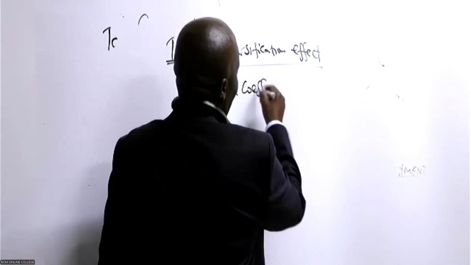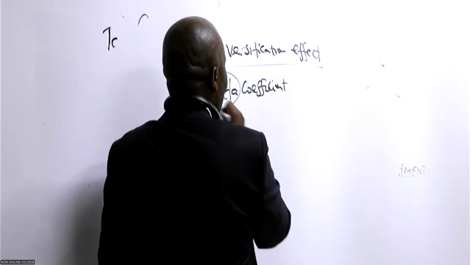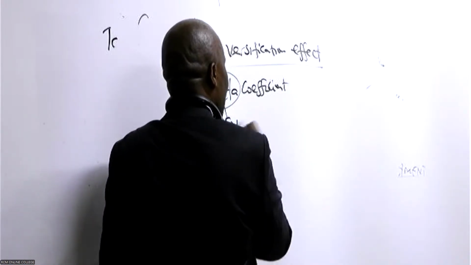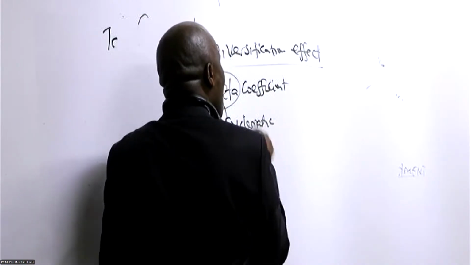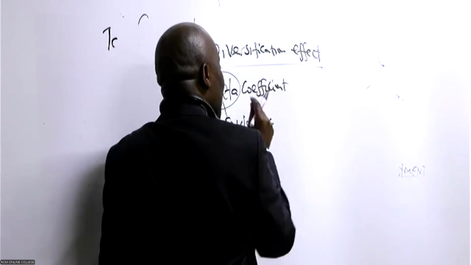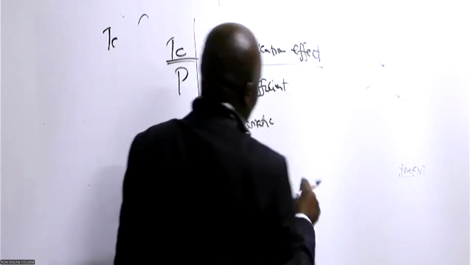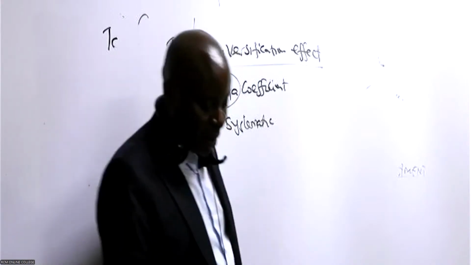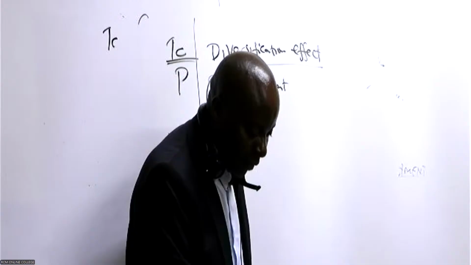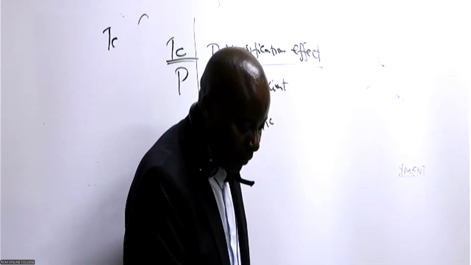Remember what we said in our last week's class. Beta is a measure of systematic risk. Just like how we have standard deviation, which measures total risk, beta measures systematic risk, that risk that cannot be diversified.